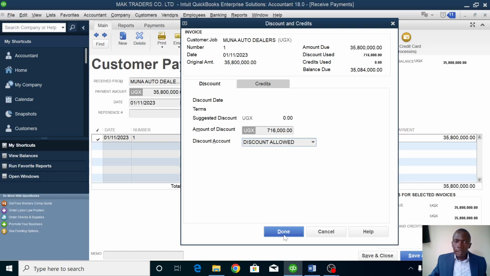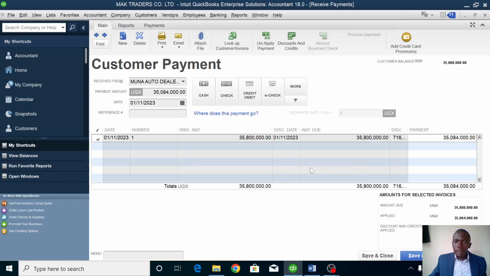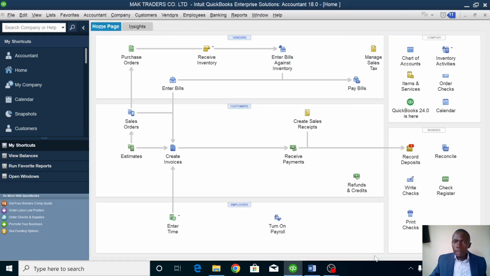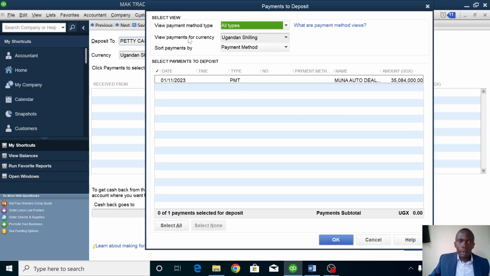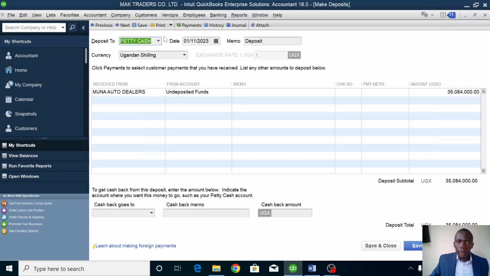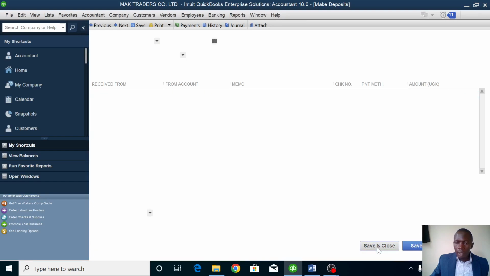So here we are done. You can see our discount. So we save and close. So we get this notification. They are saying it is equals. It was not banked, so we leave it under petty cash. So we say petty cash is there. We save and close.